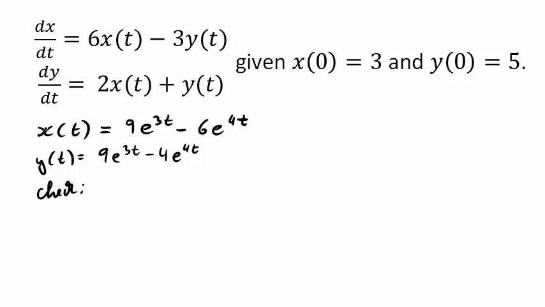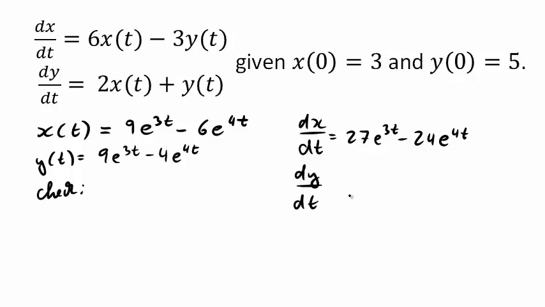And for that we're going to put x and y into the equation up here. So first of all, let me calculate dx dt. That is going to be just the derivative of this here: 27e to the 3t minus 24e to the 4t. And I also calculate dy dt. That is 27e to the 3t, that's the derivative of this here, minus 16e to the 4t. So that's the left-hand side of each of the equations up there.